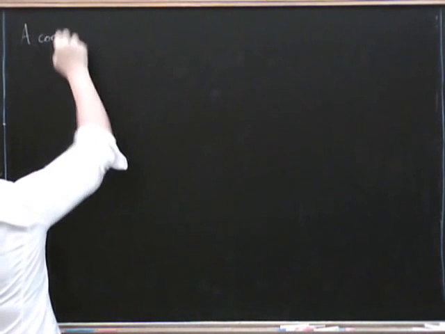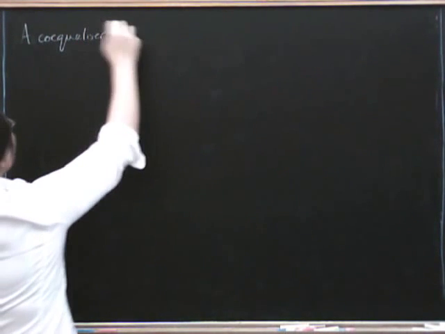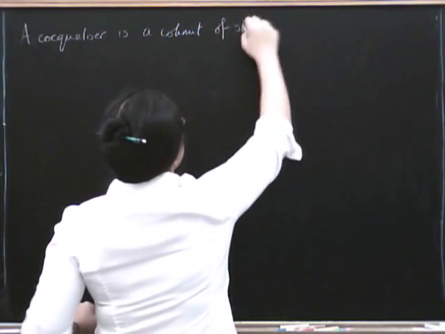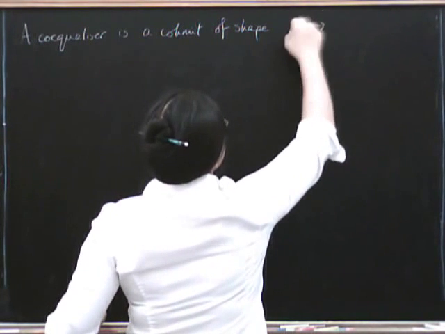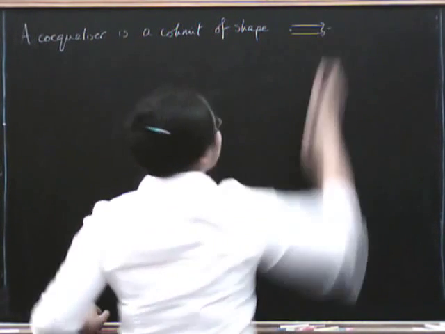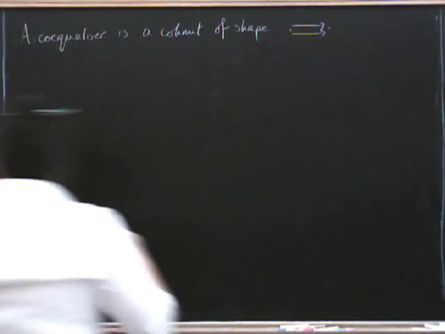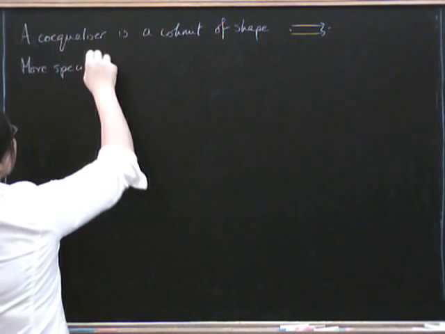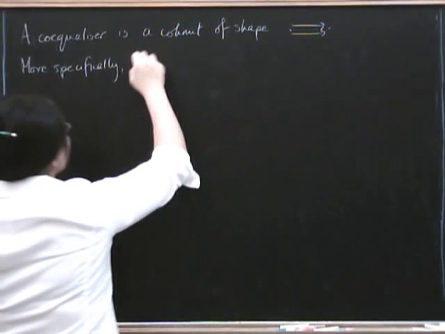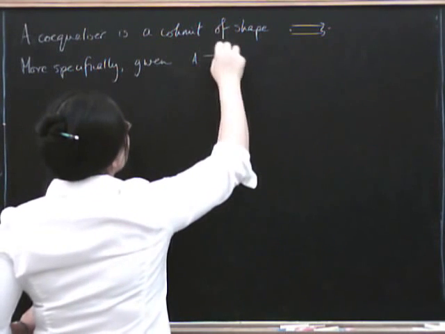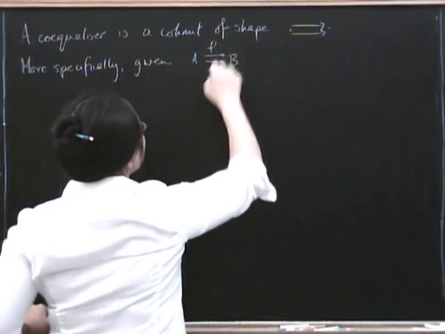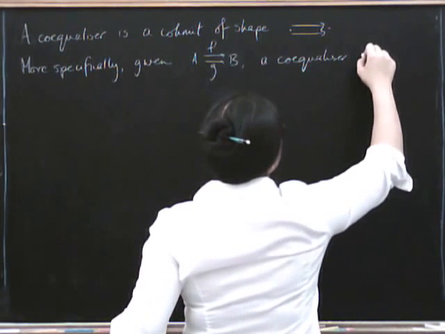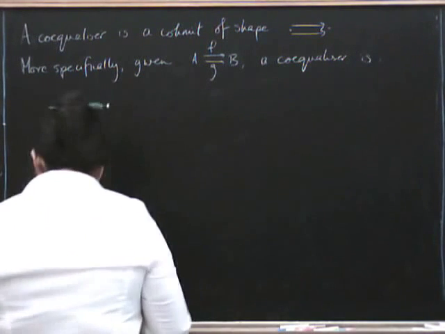A coequaliser is a colimit of shape the following thing: a pair of parallel arrows. So let's think about what that actually gives us, more specifically. Given a pair F and G, a coequaliser is, well, so here's our pair.